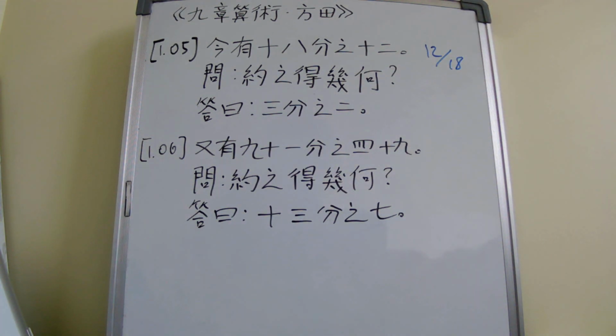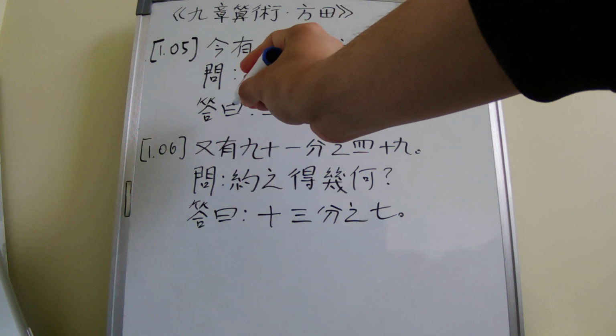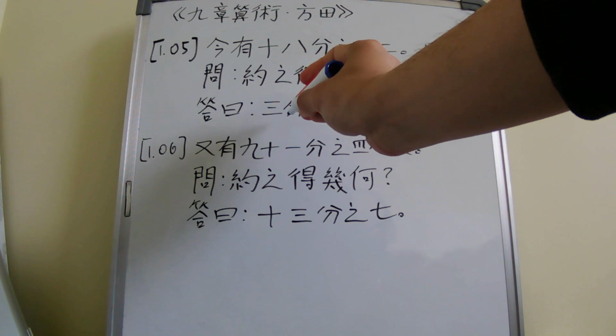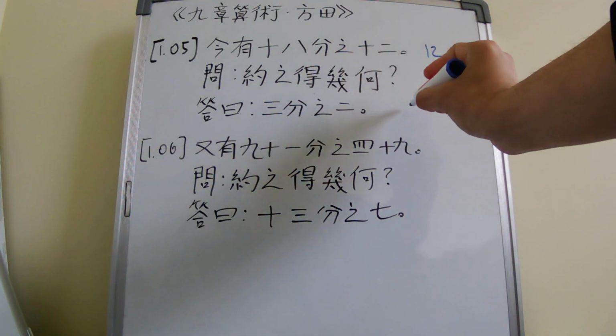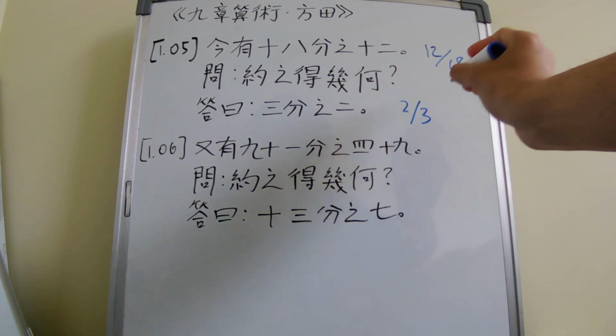And they're asking, question, what do you get after you reduce the fraction? Or reducing the fraction gives how much? That's what it literally translates to. And the answer is 三分之二, 答曰. That's the answer is 三分之二. So out of 3 parts, 2, which is the same as 2/3.